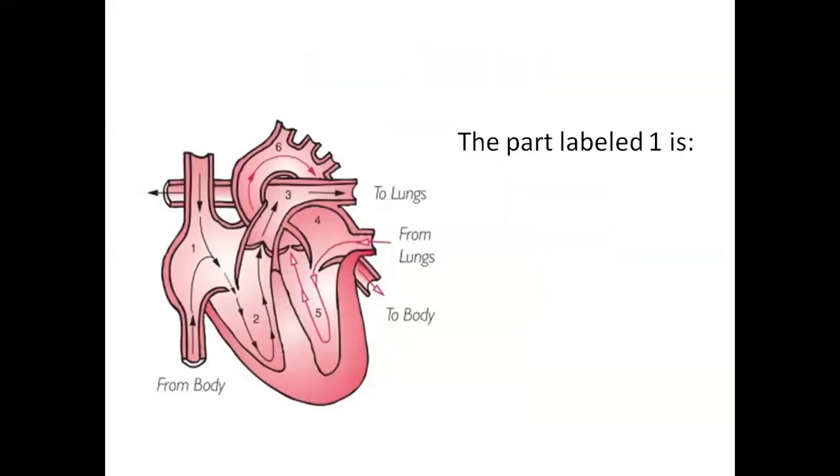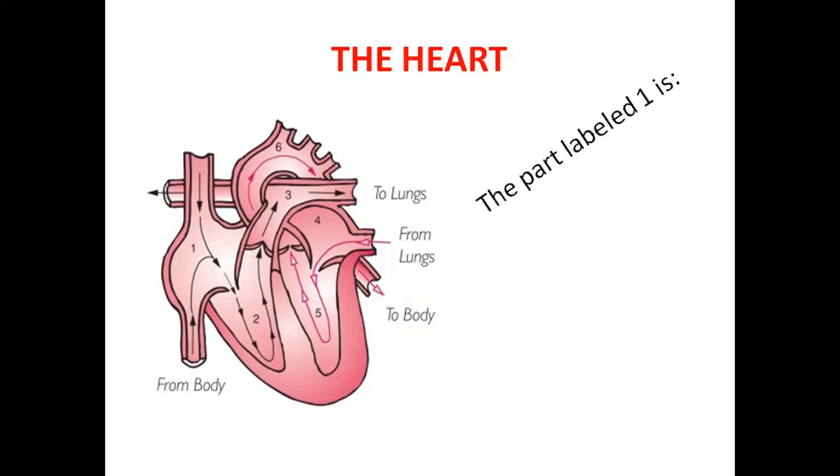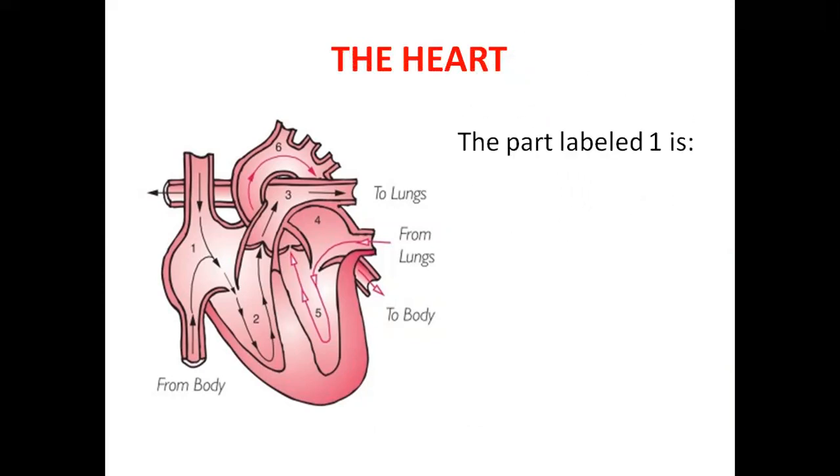So what is the part labeled 1 called? If you said the right atrium, then you are correct. Give yourself 100 points. So the right atrium is what is shown here. That's the part that receives deoxygenated blood from different parts of the body.